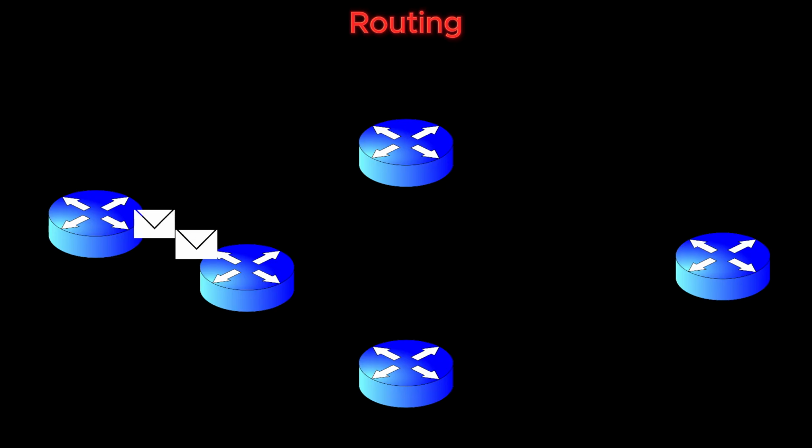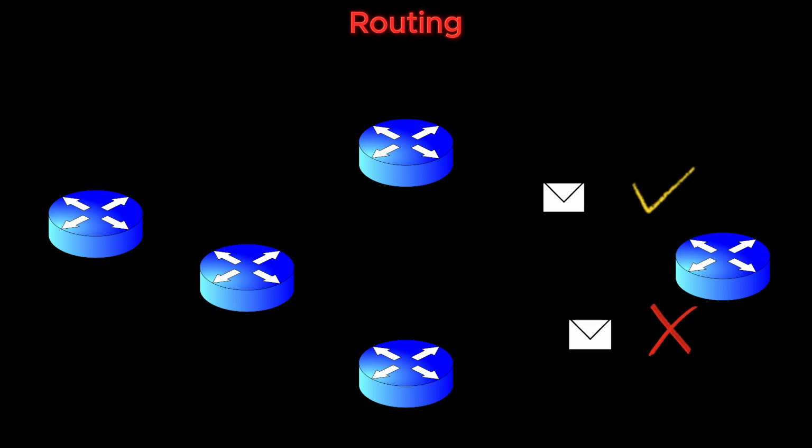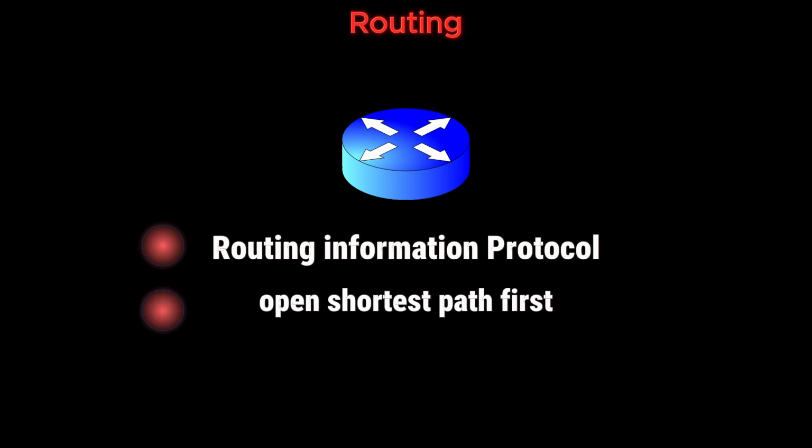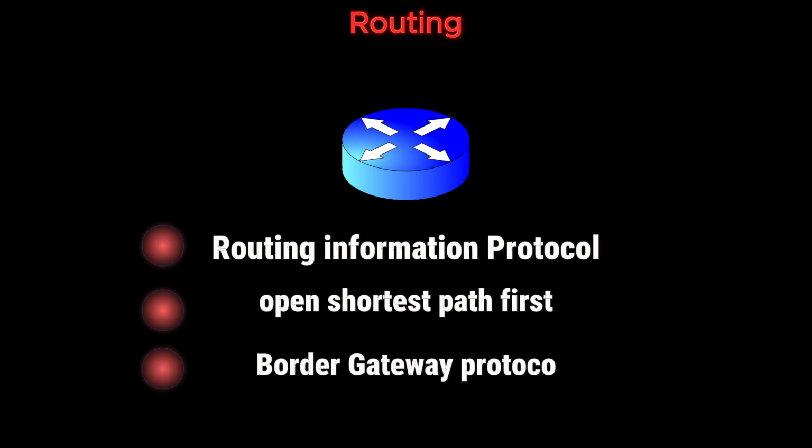Routing algorithms. These are sets of rules or algorithms that routers use to determine the best path for forwarding data. Various algorithms consider factors such as hop count, link quality, and network congestion. Routing protocols. These are sets of rules that routers use to communicate and share information about the network. Common routing protocols include Routing Information Protocol, Open Shortest Path First, and Border Gateway Protocol.